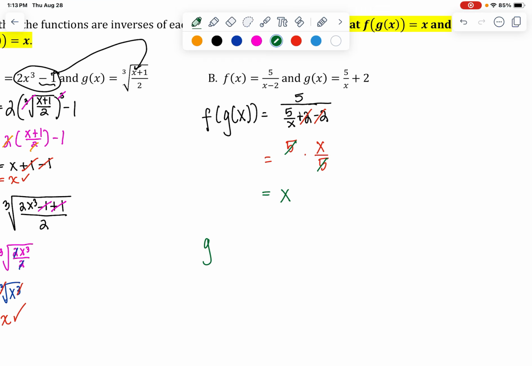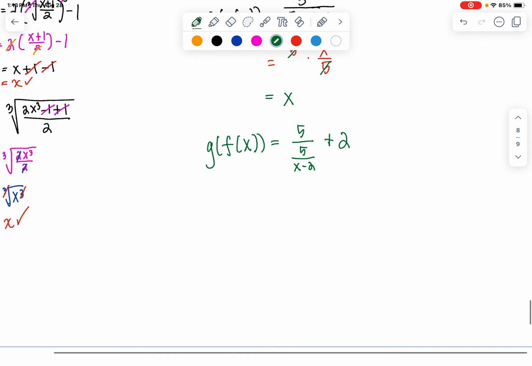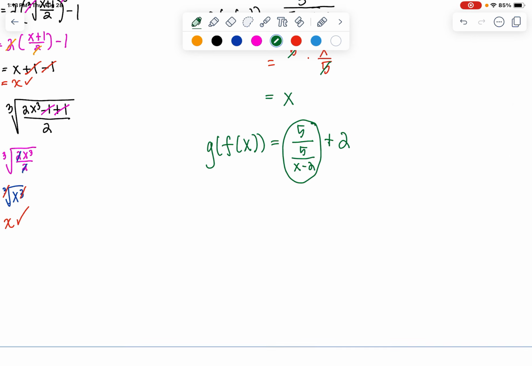All right, lastly, g of f of x. So take f of x and plug it into g. So I have 5 over, instead of writing this x right here, I'm going to write 5 over x minus 2. And then we have this plus 2. All right, we need to clean this up. So first thing I'm going to do is multiply by the reciprocal with this because it's ugly. It's a complex fraction. I do not like it. So I'm going to do 5 times x minus 2 over 5, and then it's plus 2.